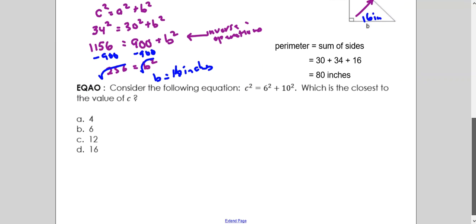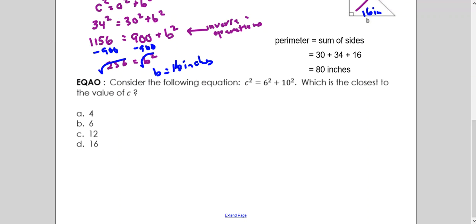Okay. All right. Consider the following equation. Which is the closest to the value of C? So you're looking at this, okay, multiple choice question. Doesn't really matter too much, but let's think about it. All right. If I was looking at this as a triangle, okay.